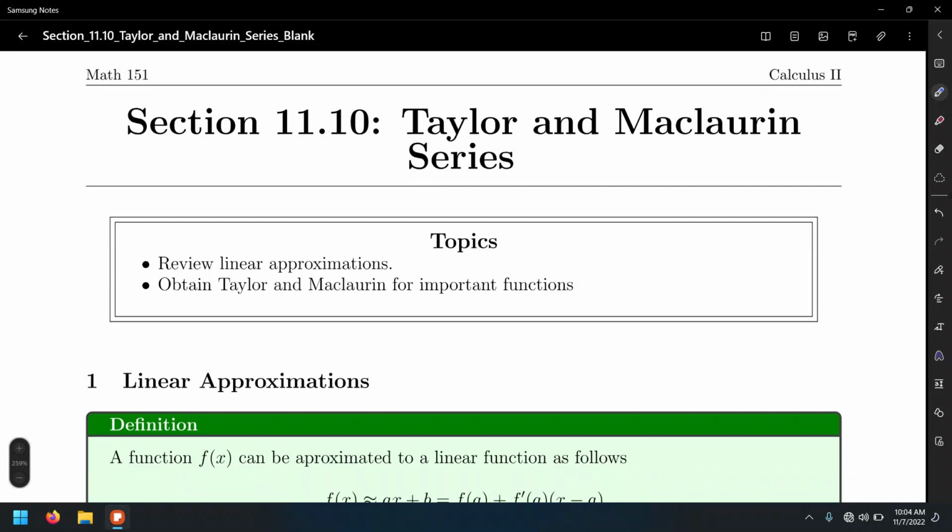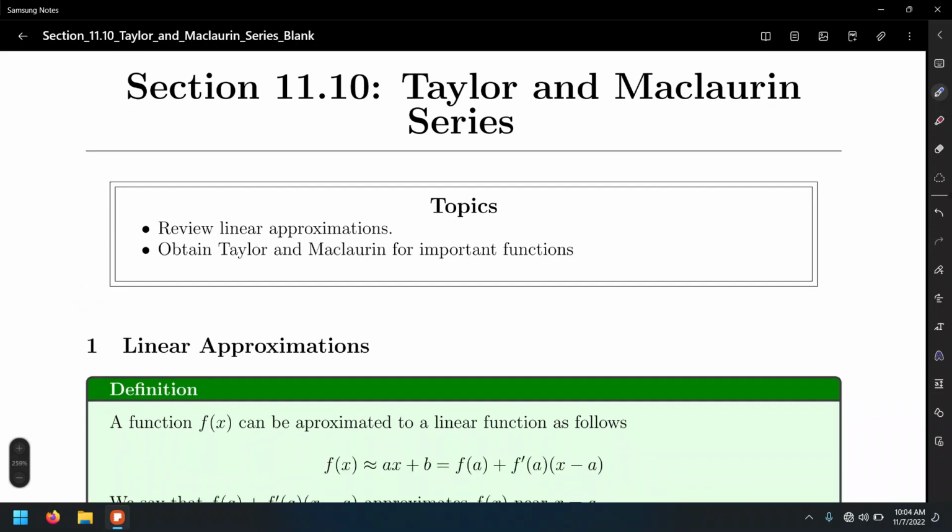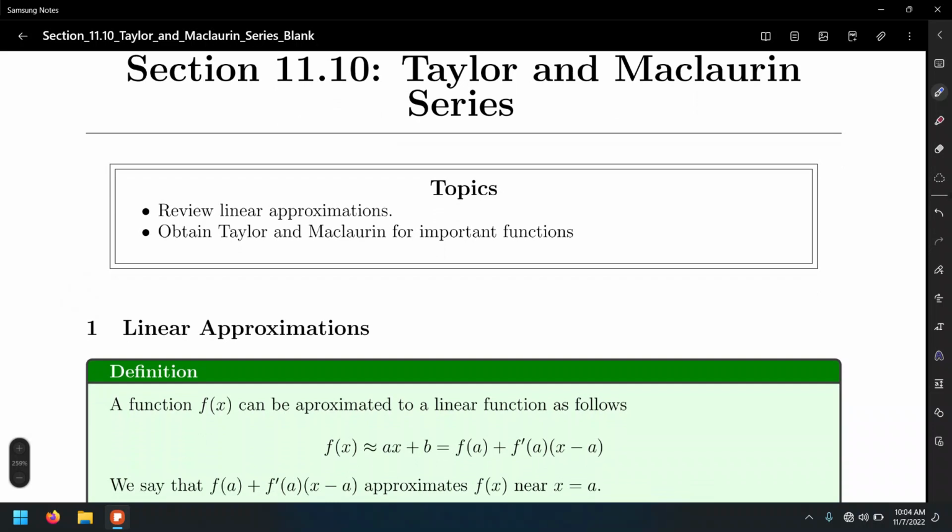This is another application for power series. It's actually the generalization of them. And we're going to use Taylor and Maclaurin series to obtain power series for other elementary functions.